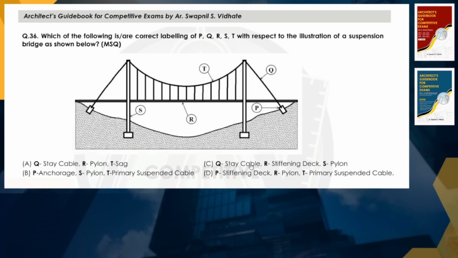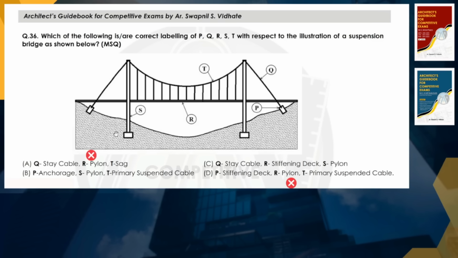Option C says Q is the stay cable, R is the stiffening deck. Exactly, the correct nomenclature for R is the stiffening deck, which is incorrectly mentioned at option A as pylon. And S is the pylon, which is correct. Option D says P is the stiffening deck. This is also incorrect; this is the anchorage. R is the pylon? Again, this is not a pylon, it is the deck. Then T is the primary suspended cable, this one.